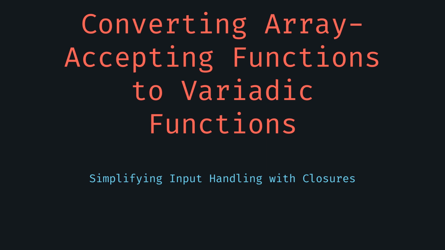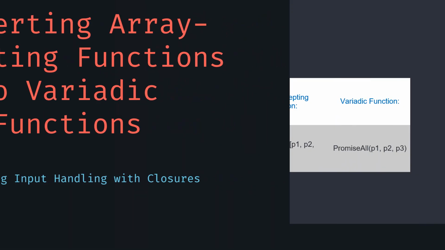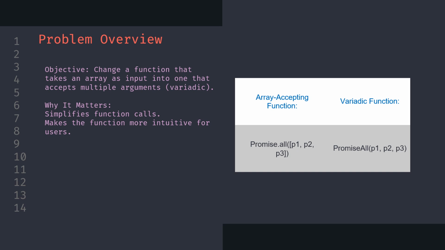Welcome to this tutorial on transforming a JavaScript function that accepts an array into a variadic function. This technique simplifies input handling, especially when dealing with functions like Promise.all, which require an array of arguments. Many built-in functions like Promise.all expect an array of arguments. By converting such functions into variadic functions, we can make them easier to use and more flexible.